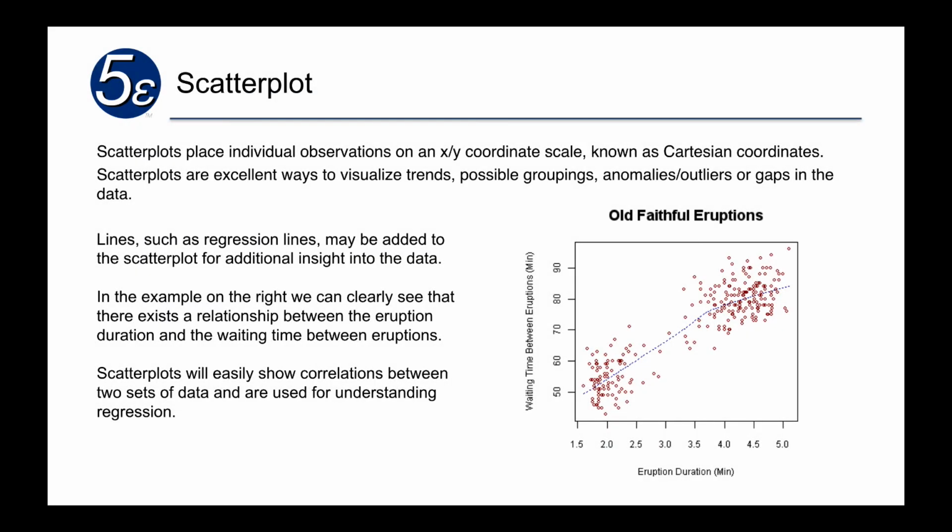Now, a scatter plot is very simply the actual data points on an XY axis, and this is known as Cartesian coordinates. They're very good to visualize trends. In this case here, we have the eruption duration and the waiting time between eruptions for Old Faithful. And it's clear to see, as these are plotted on the graph, that the longer the eruption duration, the longer we would have waited between eruptions. So an analyst might look at this and say, there's some correlation or some connection between longer waiting times and the eruption being longer in duration.